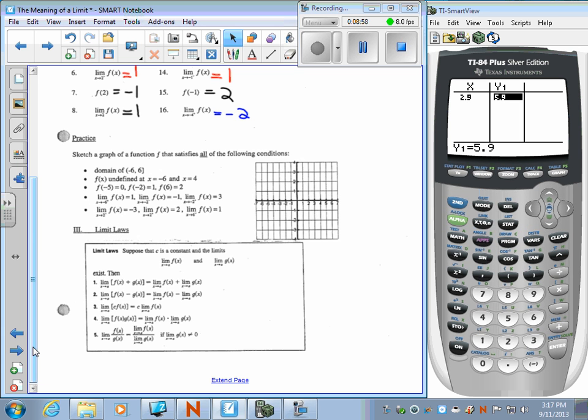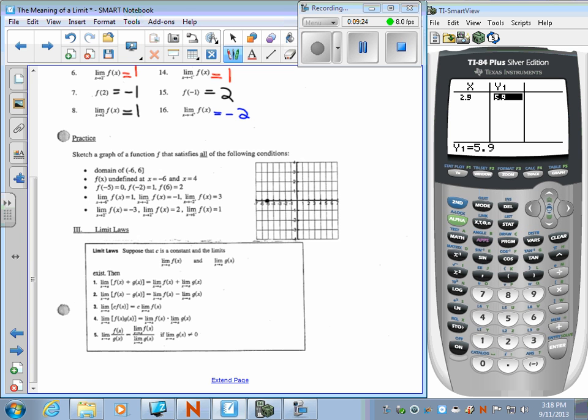The second bullet says f of x is undefined at x is -6. So we'll have an open circle at x is -6. We also will have an open circle at x is 4 because f of x is undefined there as well. I can't plot anything yet. Third bullet, f of -5 is 0. Great, so I can actually plot that point. So f of -5 is 0. So I can put a point right on my graph, a solid dot.